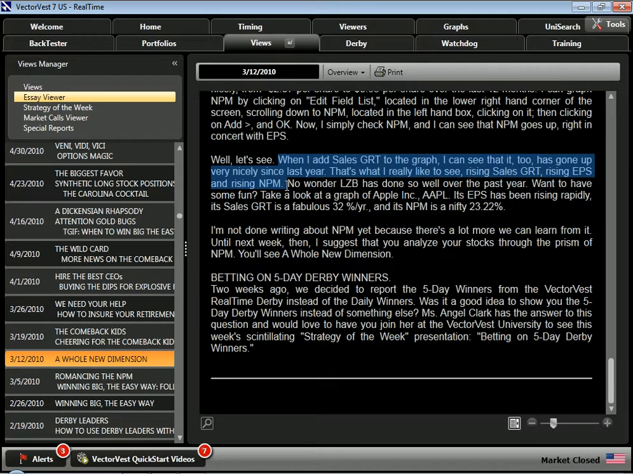This creates the theoretical link for our strategy this week. If we can find companies who have positive sales growth and positive earnings growth, then you should have rising net profit margin. And this time, to find those profitable companies whose sales are still rising, we're going to use sales growth and earnings per share as our primary parameters. Let's move into the Unisearch tool.